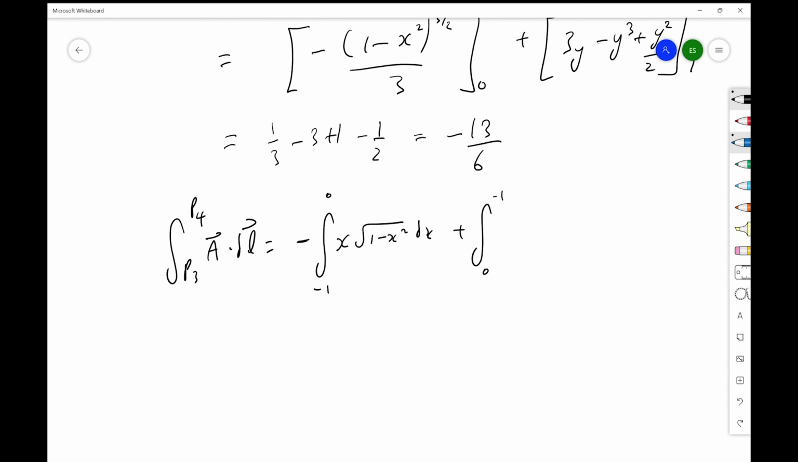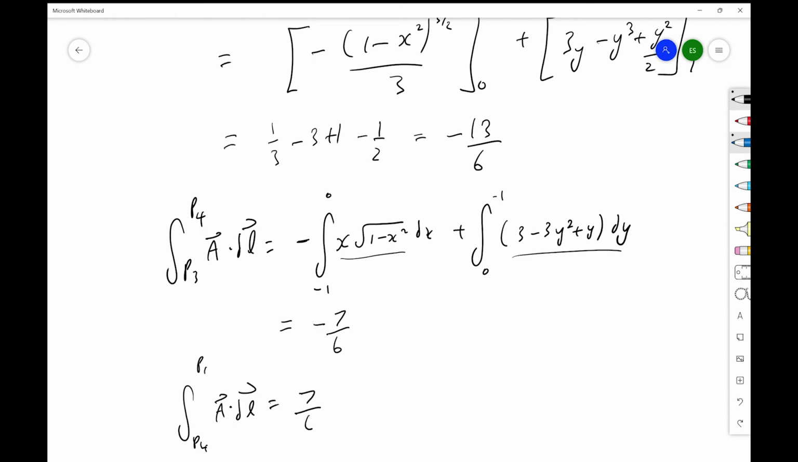You have to be careful with the limits of integration. 3 minus 3y squared plus y dy. And if you do this integration, we already know how to integrate this. We don't have to repeat it, but this is going to end up being minus 7 over 6. I'm going to leave the last segment for you as an exercise. But the last segment, P4 to P1, a dot dl, is going to give me 7 over 6.